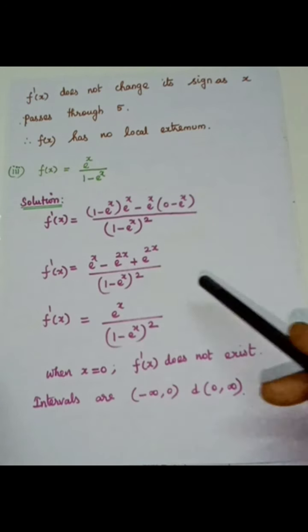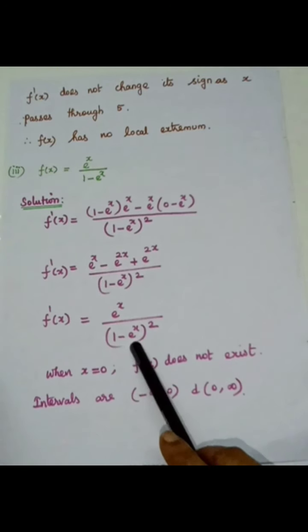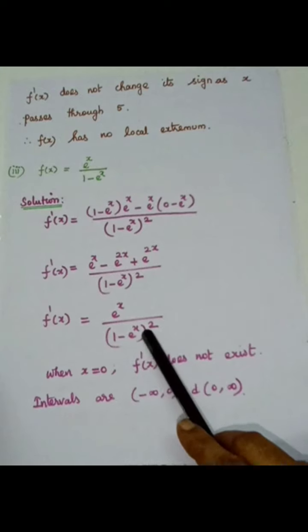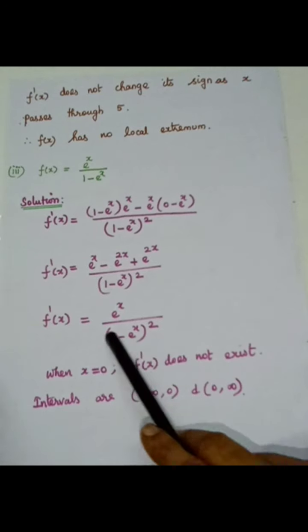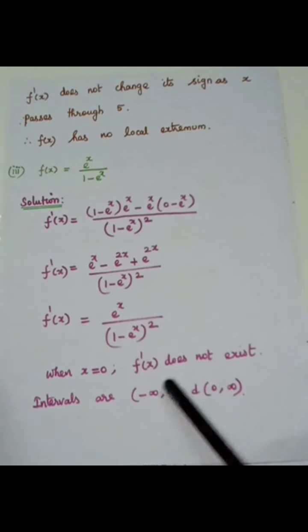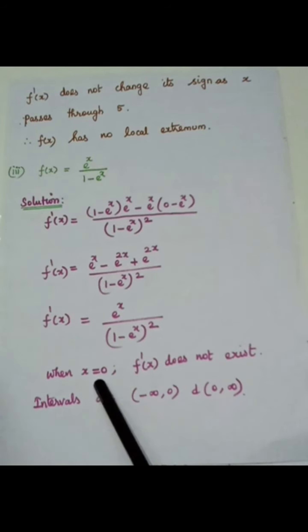So when the denominator is equal to 0, e power x is equal to 0. The exponential function will not become 0. Okay, so e power x is never equal to 0. So see now the denominator, when you substitute x as 0, what is e power 0? That is 1. So what is 1 minus 1? 0. So the denominator 0 means f dash of x does not exist. So when x is equal to 0, your f dash of x does not exist. So x equal to 0 is a critical point or critical number.